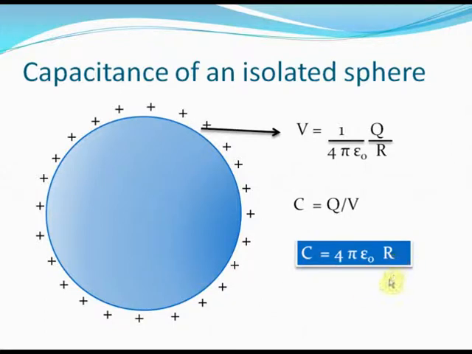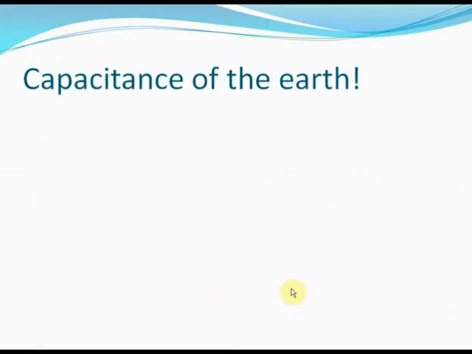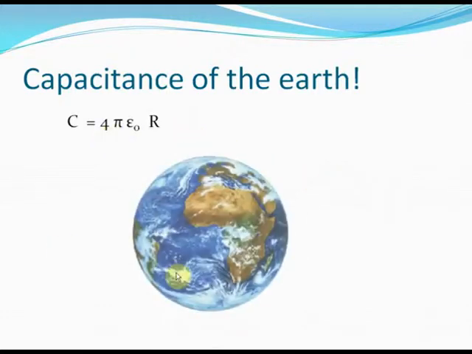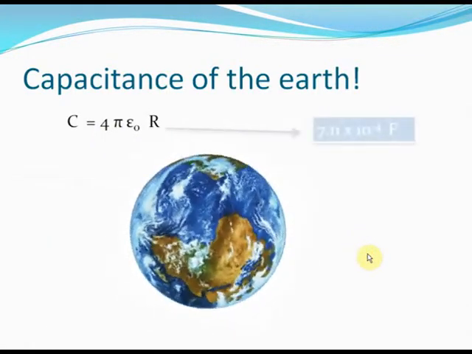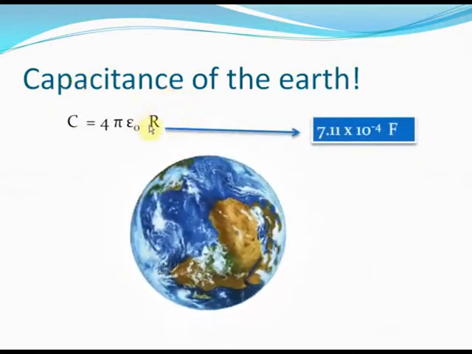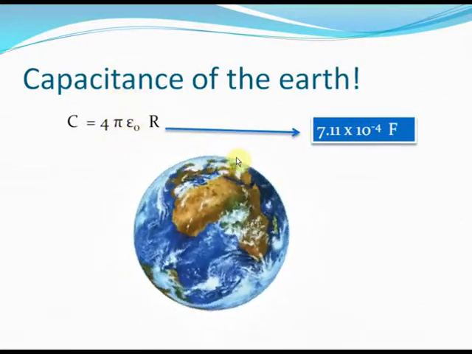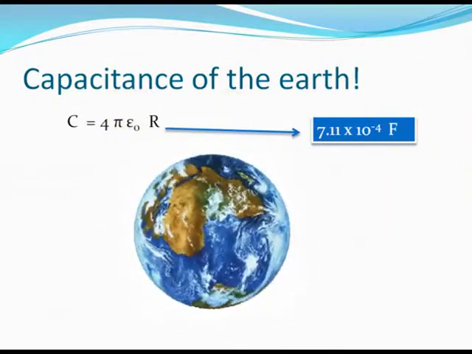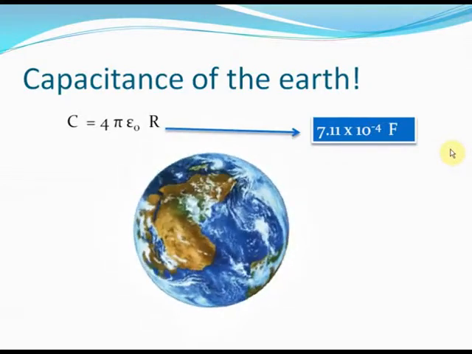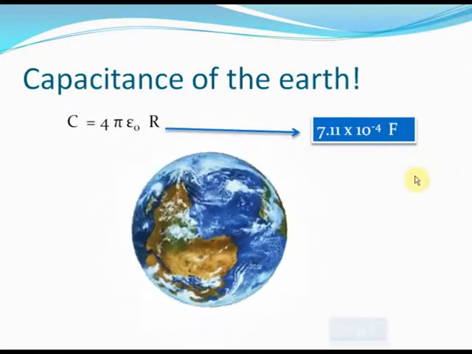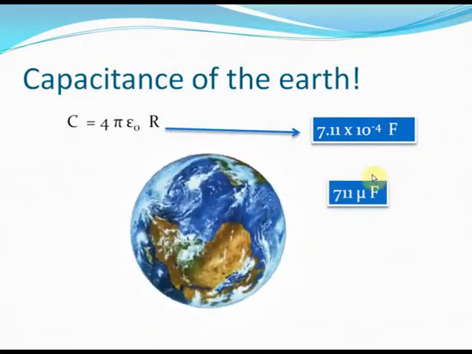Using this formula, we can even calculate the net capacitance of the Earth. After all, the Earth is a conducting sphere. So here we go. Let's try to calculate the exact value of the capacitance of the Earth. Well, the radius of the Earth is around 6,000 kilometers. When we substitute the value of the radius as 6,000 kilometers and when we substitute the value of pi and epsilon naught here, we get the net capacitance of the Earth as 7.11 into 10 raised to minus 4 farads. That is 711 microfarads.